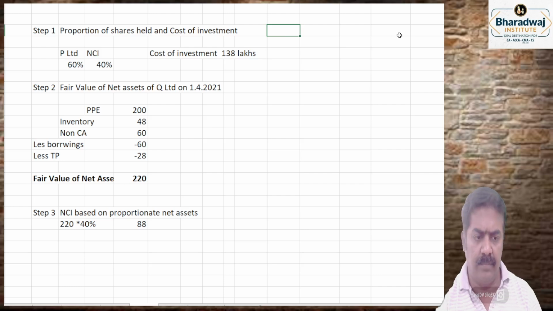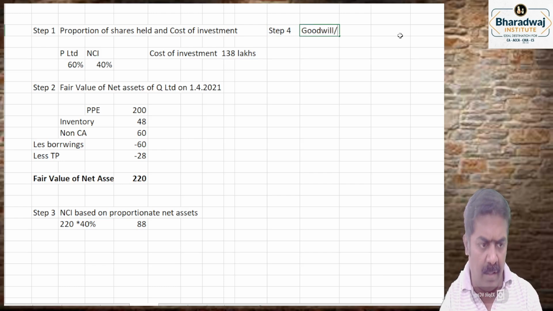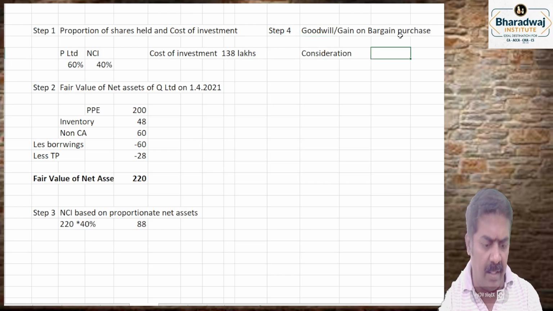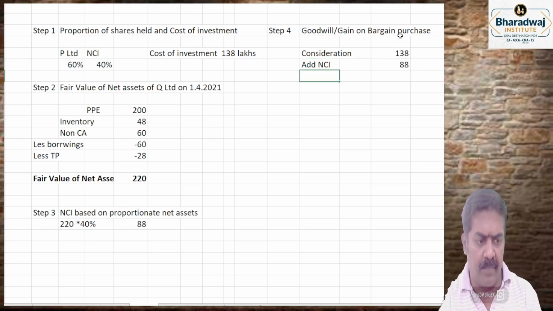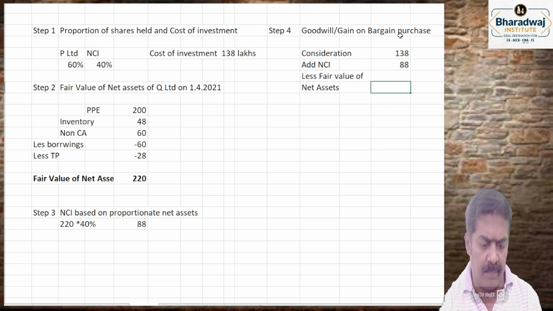Step 4. Goodwill or gain on bargain purchase. Consideration 138 lakhs, add NCI value 88 lakhs, less fair value of net assets. Goodwill.